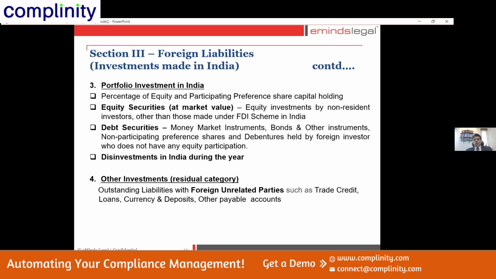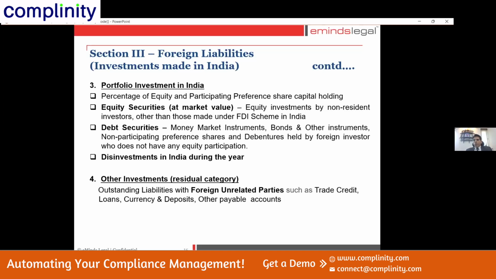So in case a company has a portfolio investment as well as FDI, we need to mention the percentage of equity and participating preference share capital holding under FDI also, and then equity securities at market value. In case of unlisted companies, as I mentioned, the net worth is calculated and non-resident shareholding is calculated, and the amount is calculated automatically by the system. Let's say your net worth is 1 crore, and your non-resident shareholders are holding, let's say, 15%. So 15 lakh will auto-calculate in the figure.